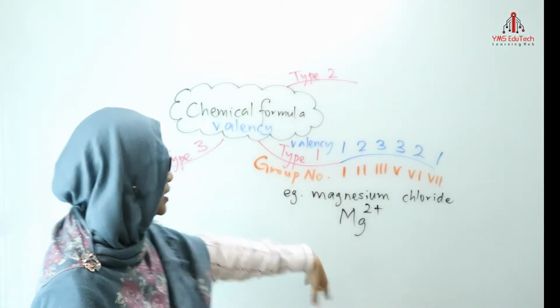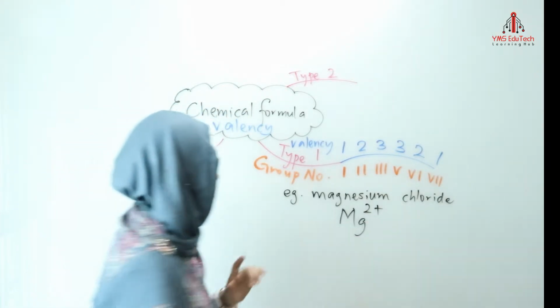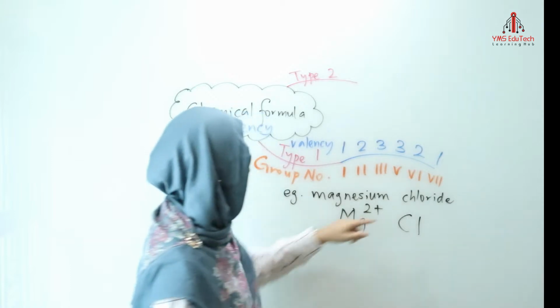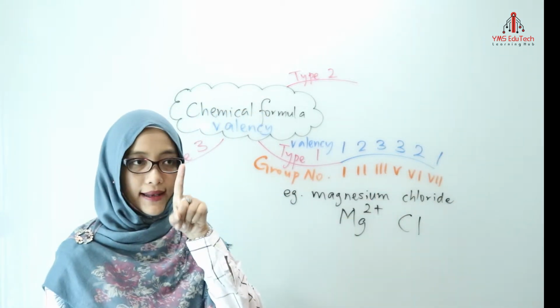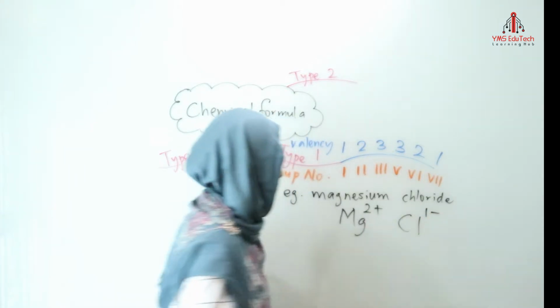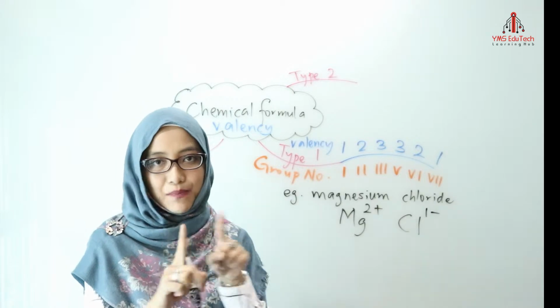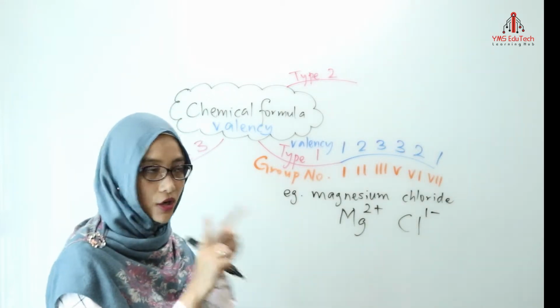And then chlorine or chloride comes from group 7. Group 7 has valency 1, and students know that it's valency 1, then they will write 1 minus. Okay, watch this. This is what usually students will do, which is absolutely wrong. I'm going to touch on the common mistake.